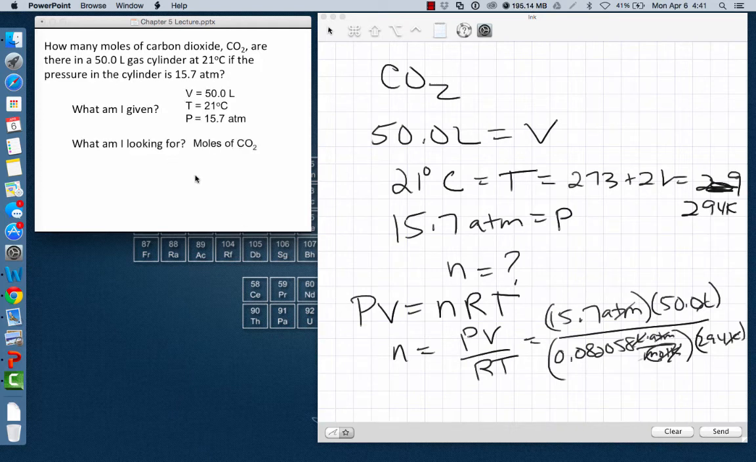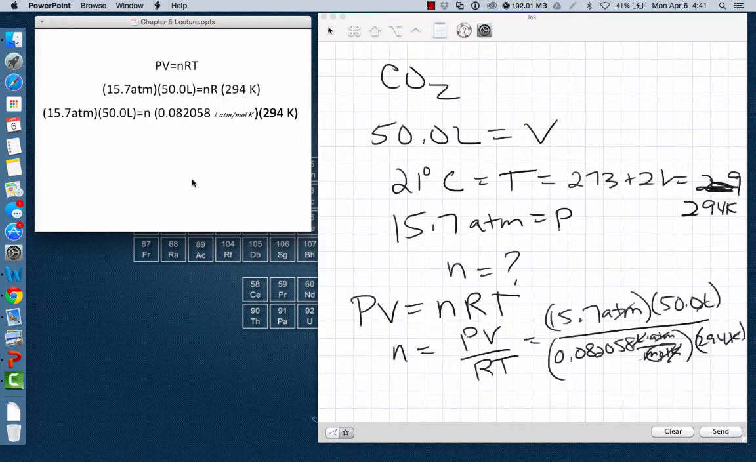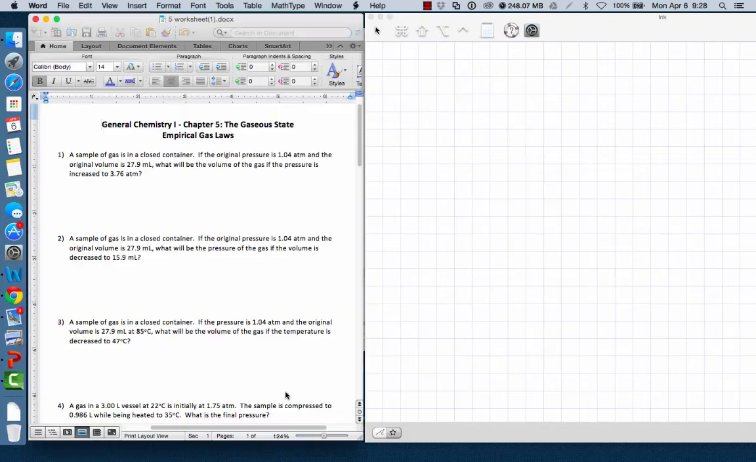So that makes sense. In this problem on the slide, they don't rearrange for n first. I like to do that because it makes it very easy, but you can certainly put it into the equation and then solve it later. You end up with n equals 32.5 moles. This is a fairly straightforward problem. You just put everything into PV equals nRT, and you should end up with the right answer. As long as your units cancel out, you're not going to end up with a problem. When your units don't cancel, then you'll end up with a problem.